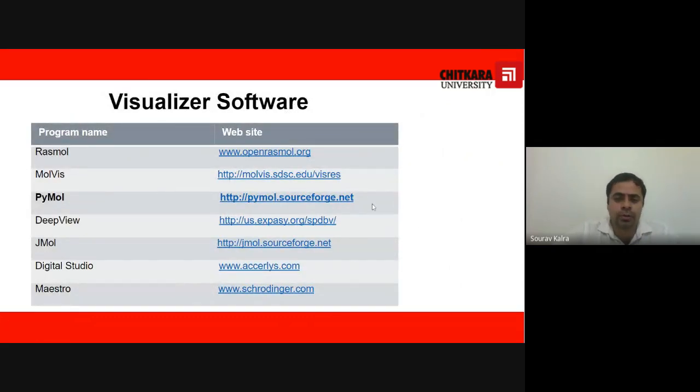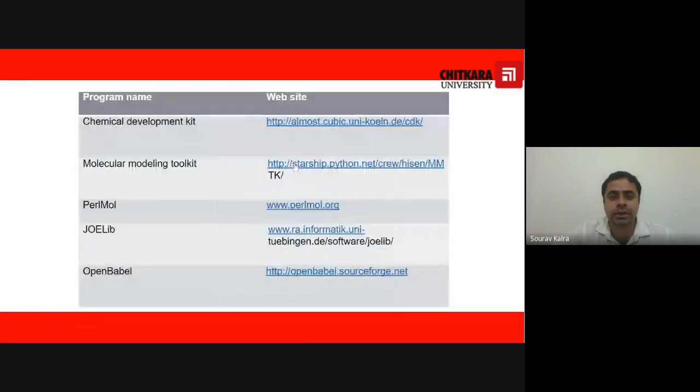I want to talk about PyMOL, and I will show you how it works. We can make some pictures for our publications using these software visualizers. Another software is OpenBabel, which helps in the conversion of formats. If we have molecules in SDF format and want to convert them to mol2 format or any other format, these are some of the kits that can be used.